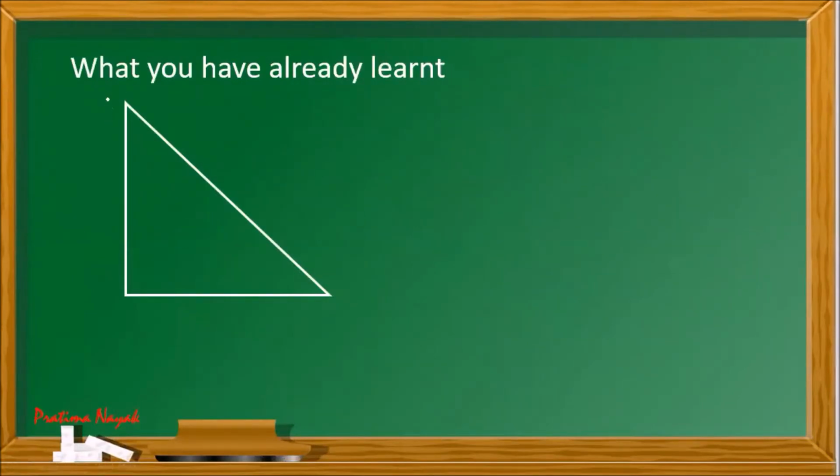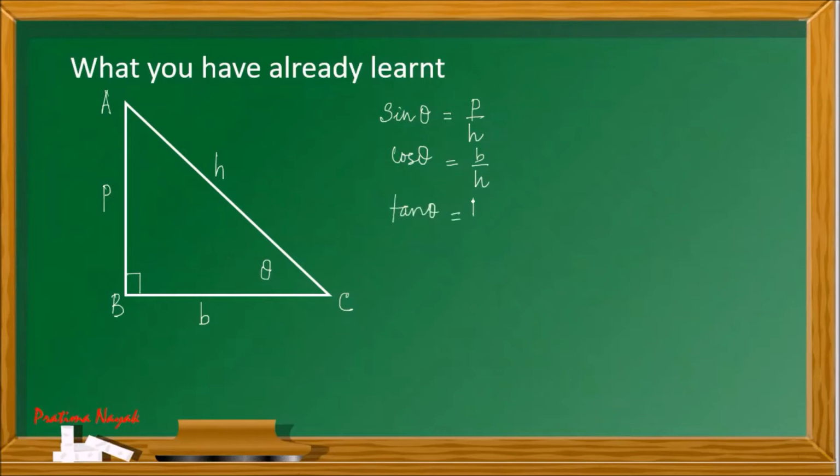If a triangle is a right triangle and one angle is denoted by theta, then the opposite side is denoted by P, the adjacent side is denoted by B, and the hypotenuse is denoted by H. Then we write the different trigonometric ratios of that angle: sine theta is equal to P by H. Similarly, cosine will be B by H, and tan of this angle is equal to P by B. Similarly, cot theta is B by P.